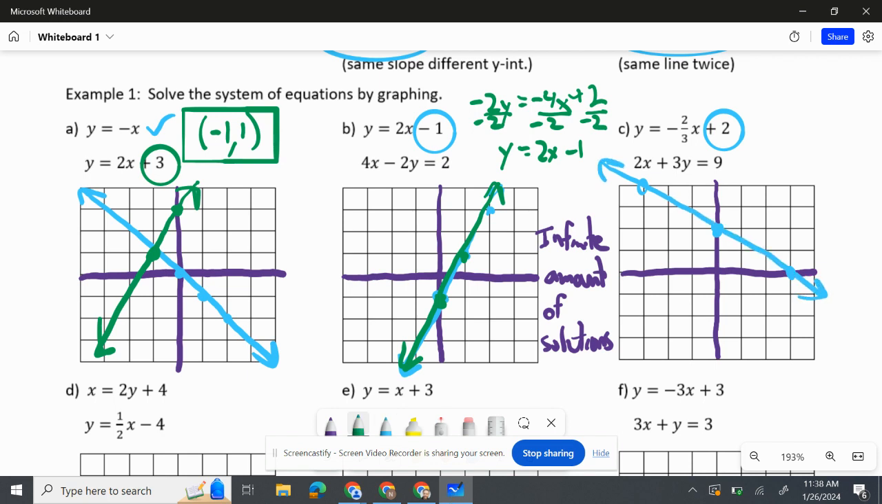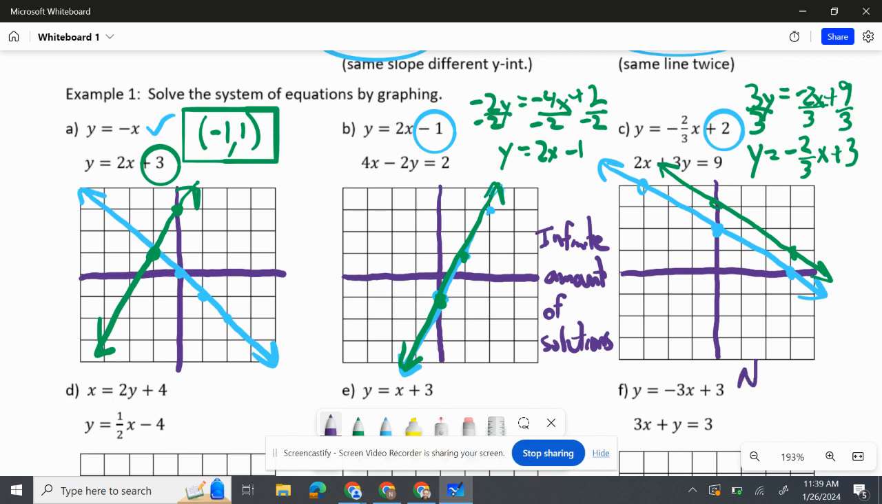Then what I'm going to do is I'm going to get the y by itself, so I'm going to subtract the 2x, and I'm going to divide by the 3. And I get y is equal to -2/3 x plus 3. So I plot a point at 3. I go down 2 to the right 3. And I see that my lines are parallel. So this right here would be no solution.